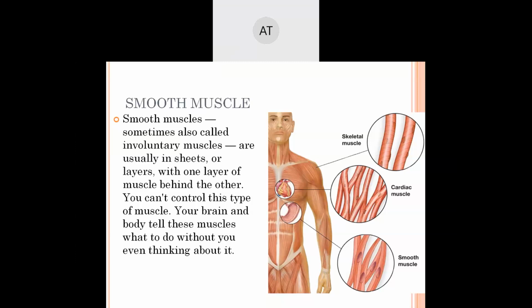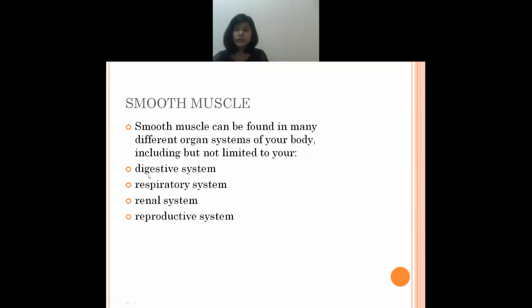reproductive system, digestive system, respiratory system, and reproductive system. Anything else? See this? Can you see it, Ivan? Yes, ma'am. Okay, first is digestive system, respiratory system, and you missed out this renal system. Renal system means what? Do you know? No, ma'am. Urinary system, excretory system. So the smooth muscles are all located there.